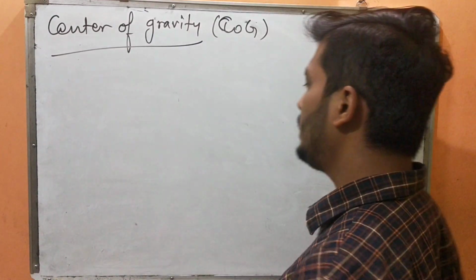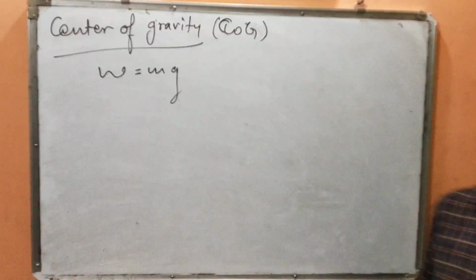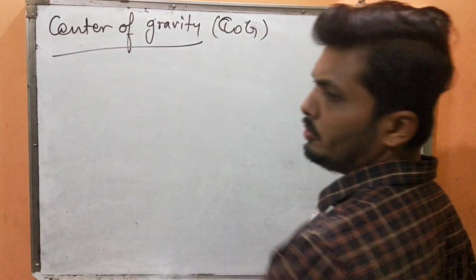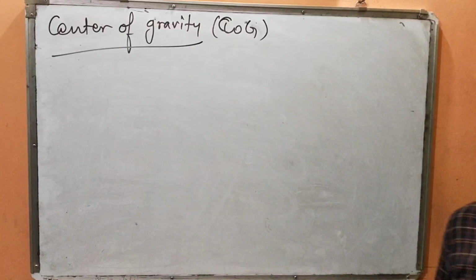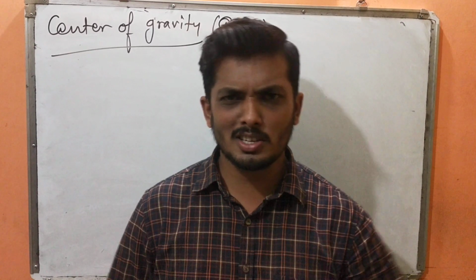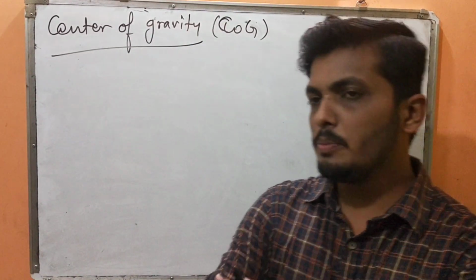How do we calculate the weight? W equals M into G. So this G is determining your weight. On the surface of the earth, this value of G is 9.8. If you go to the Himalayas or polar regions or equatorial regions, there is a slight variation in G, but generally we take G as 9.8.